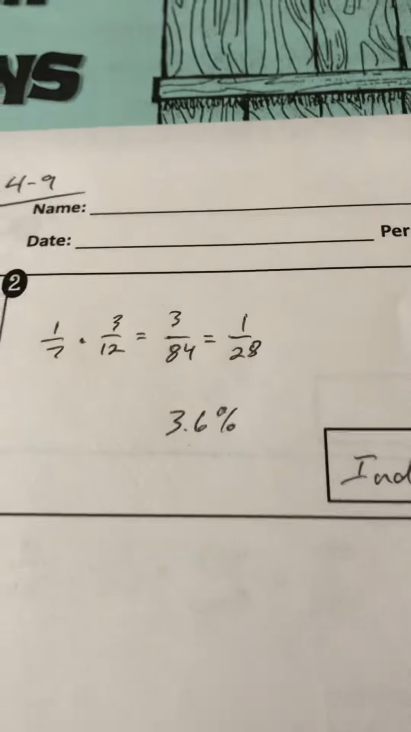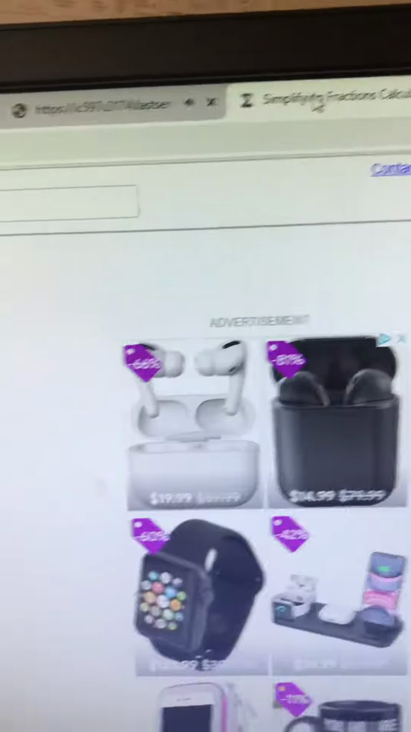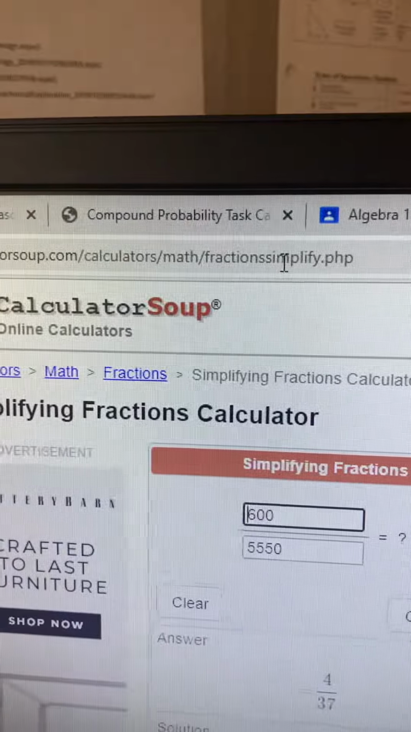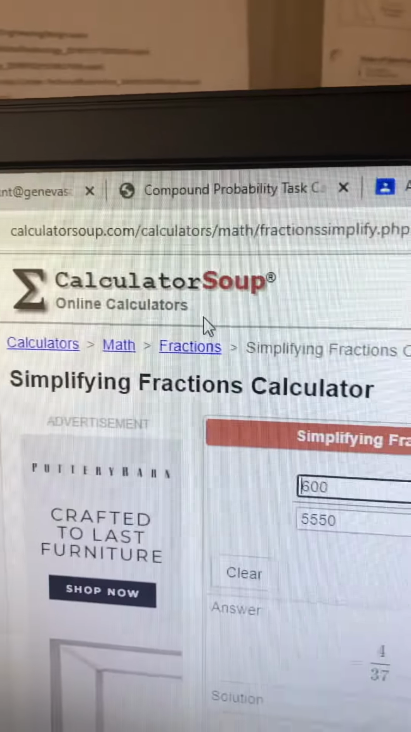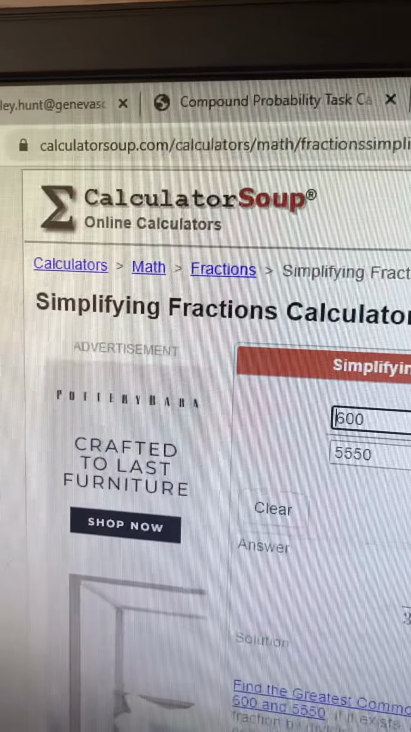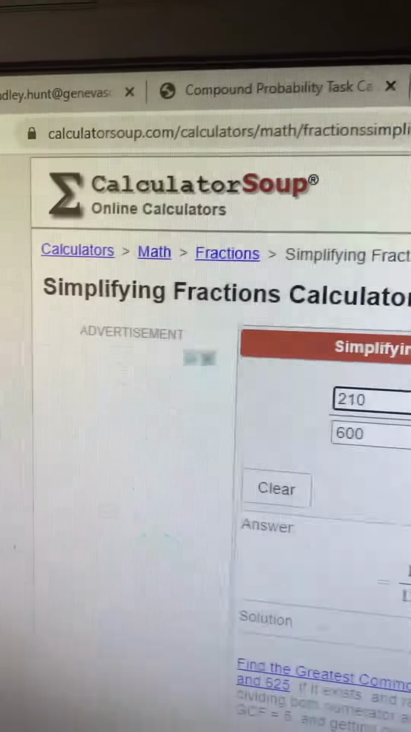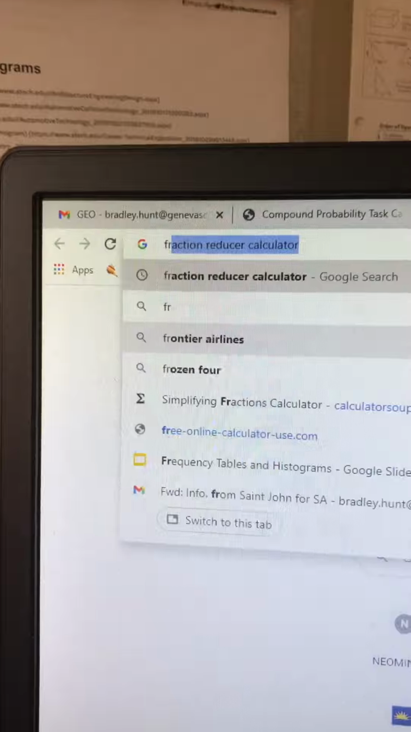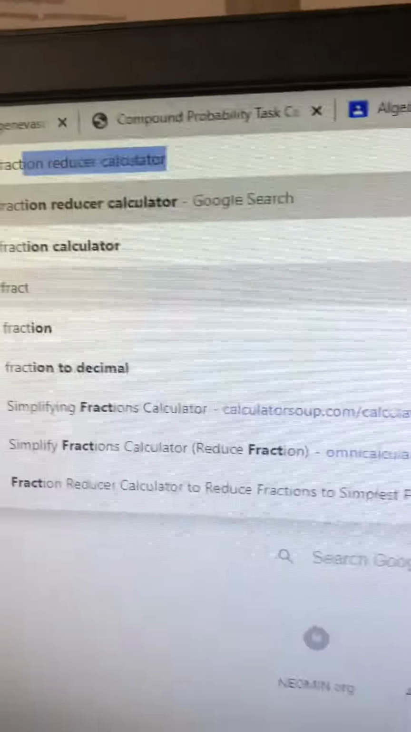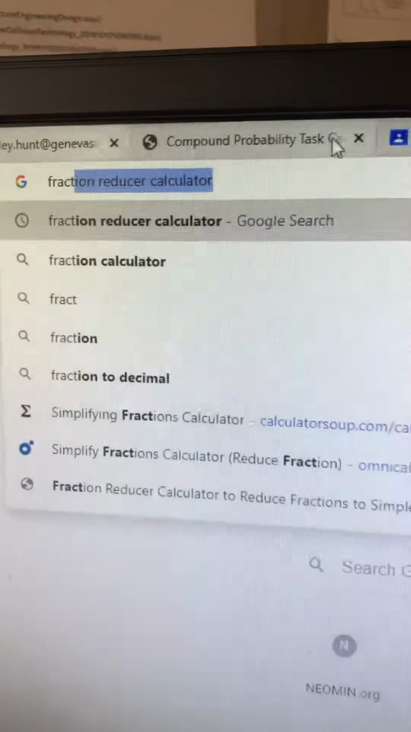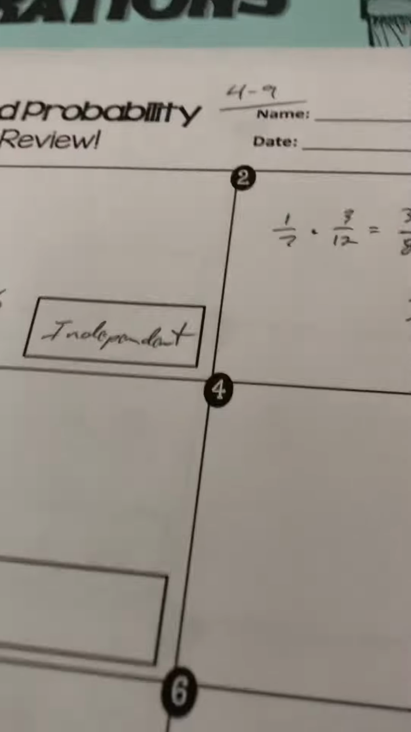So if you're having problems with simplifying, you could go to this calculator soup, calculators, math, fractions, simplify. Just Google it, fractions simplifying. Let me see how I Googled it. Let me see it real quick. It just keeps taking me back. I think I just typed in fraction reducer calculator is what I Googled, and it's the first thing that popped up. So that will help.